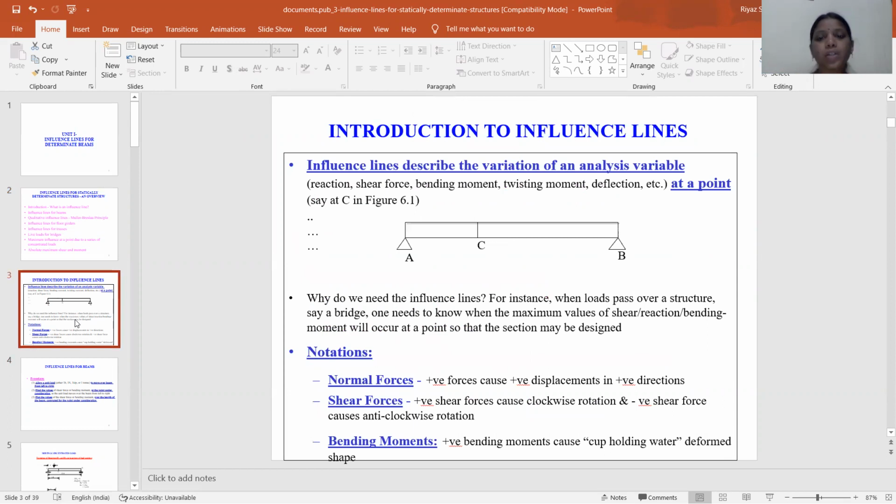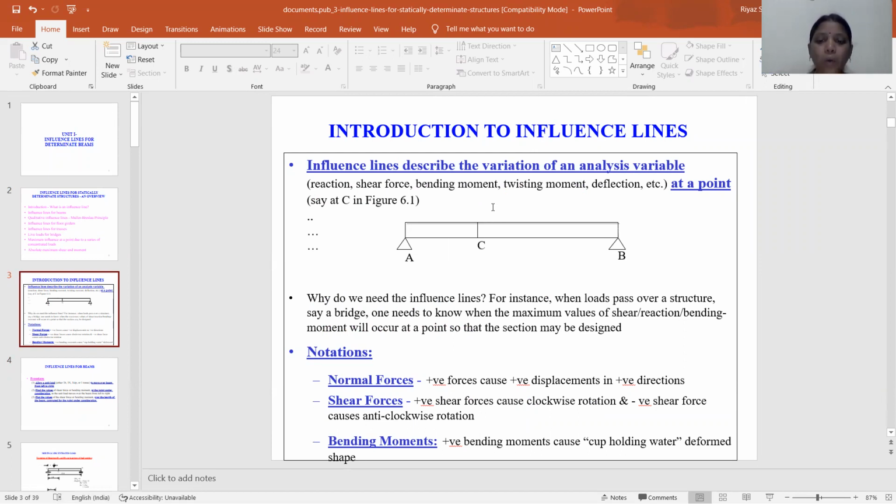So first of all, the introduction of influence lines. Influence lines describe the variation of an analysis variable: reactions, shear force, bending moment, twisting moment, deflection, etc. at a point C. As shown in the figure, a simply supported beam AB is supported, and at C we consider the moment, shear force, reactions, and deflection.